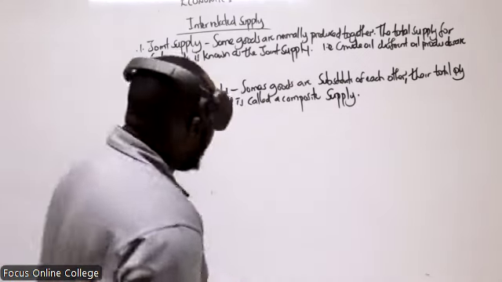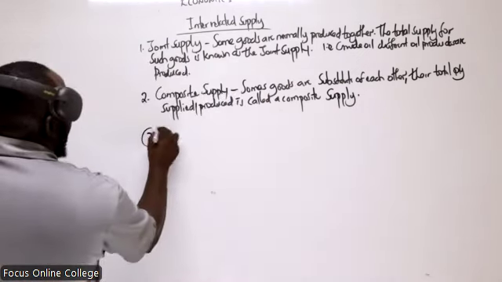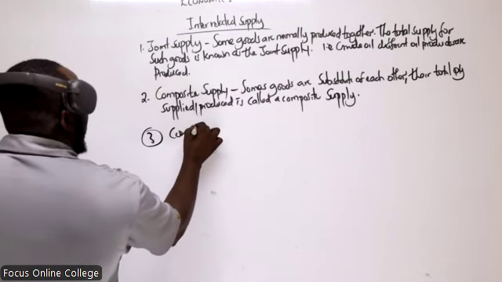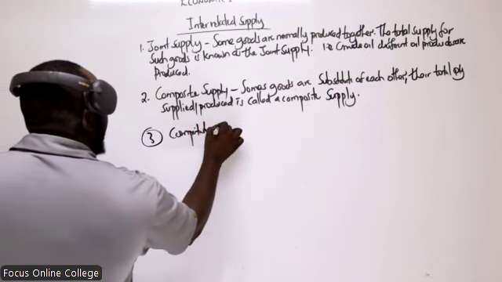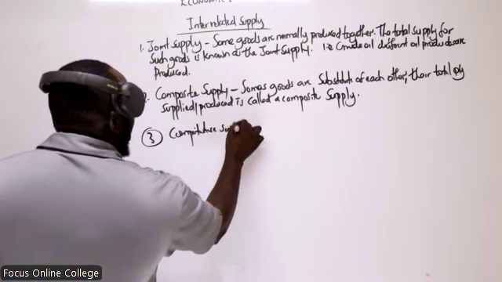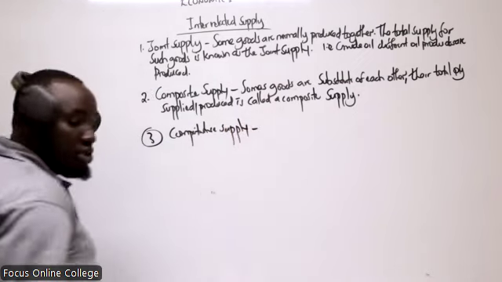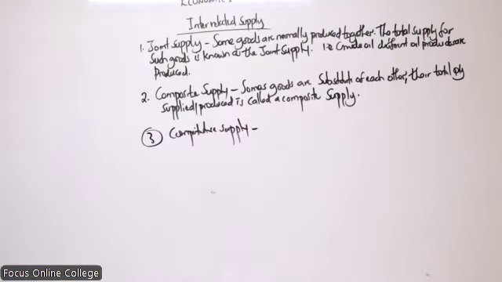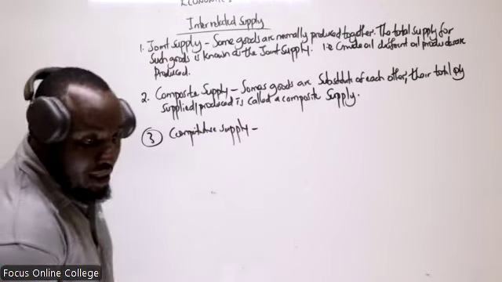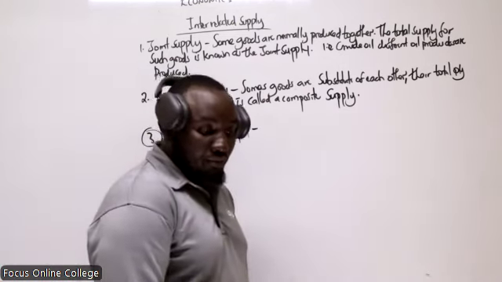Then you have the last one on interrelated supply. We call it competitive supply. So what is a competitive supply? When you say competitive supply, what do you mean by the word?